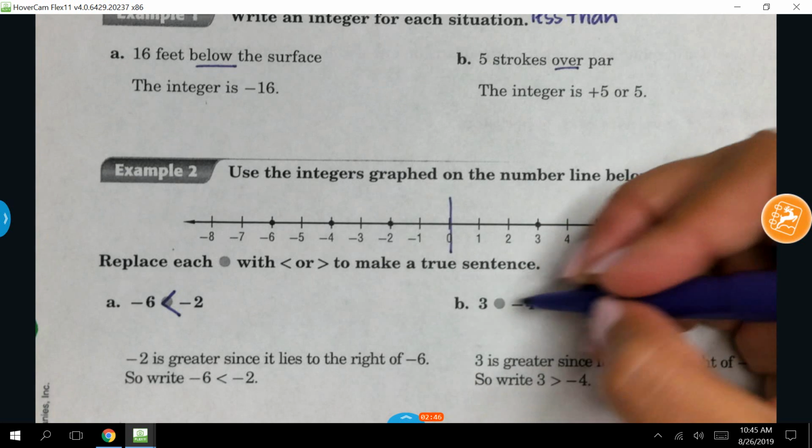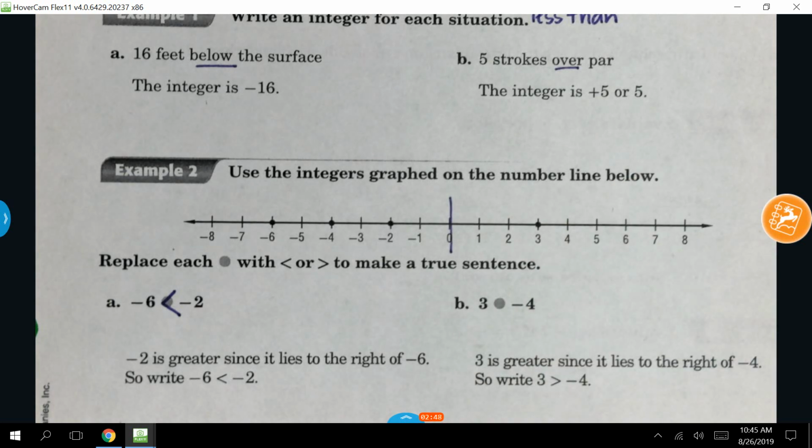And then what about 3 and -4? 3 is greater than -4. Okay. Questions on that?